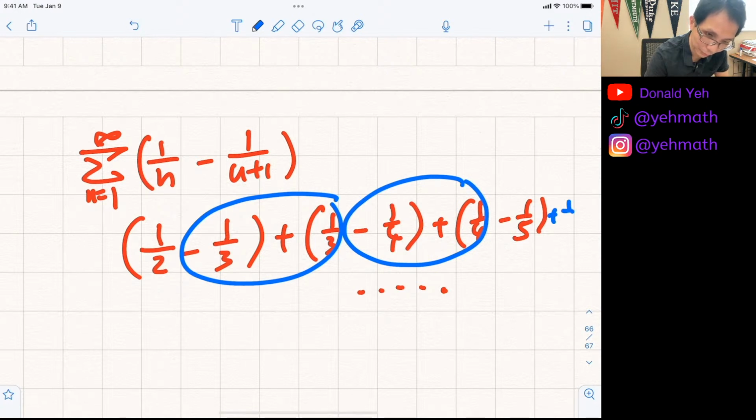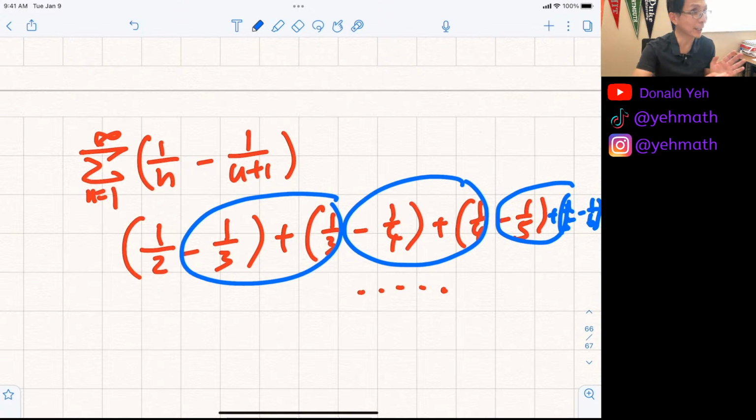That's why I told you it's kind of cool, right? Plus 1 over 5 minus 1 over 6, right? Guess what? It should be 1/2. Everything cancels out after that if you go to infinity. So it converges. The answer is 1/2.